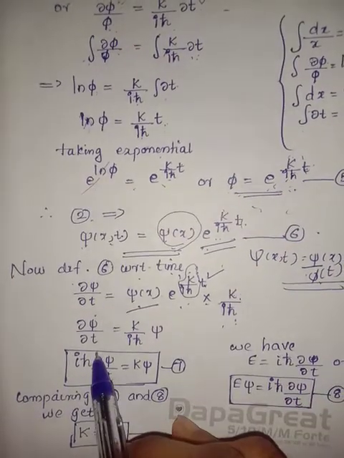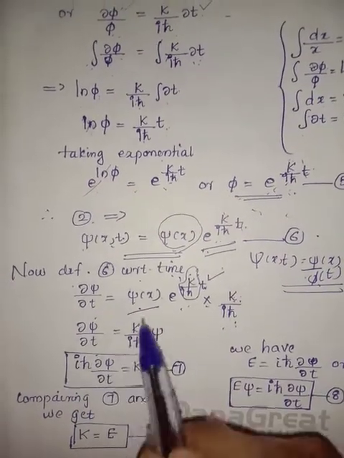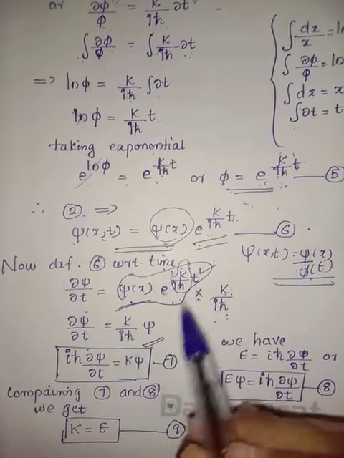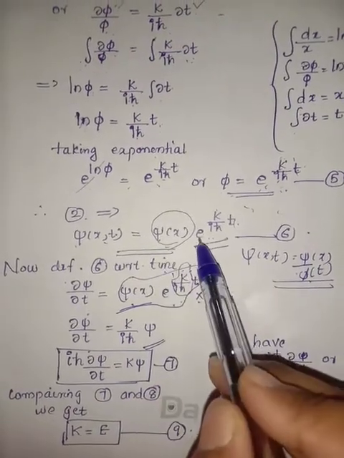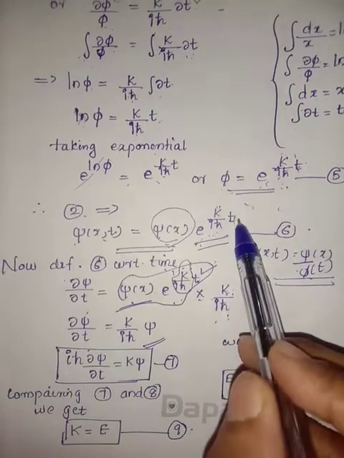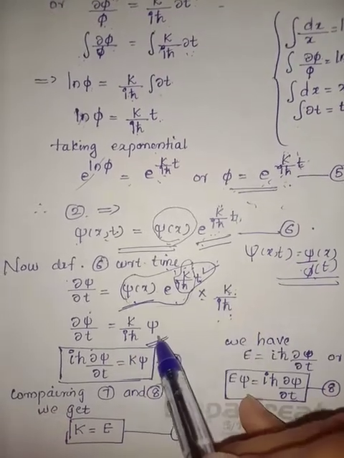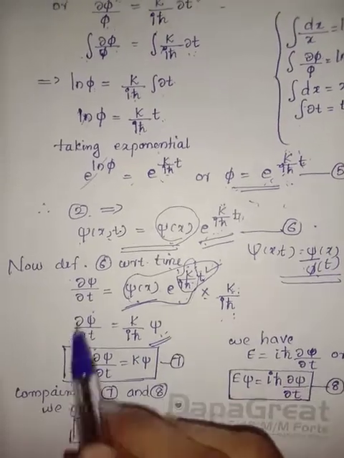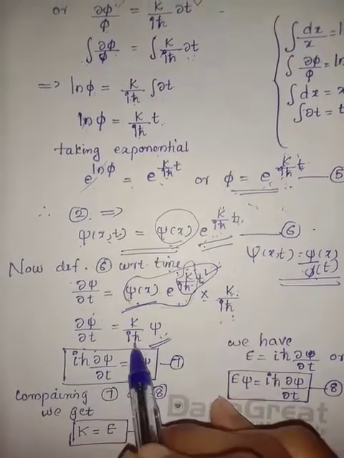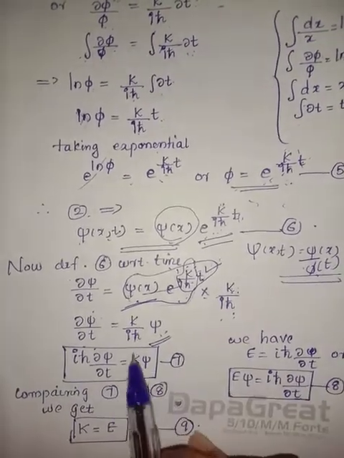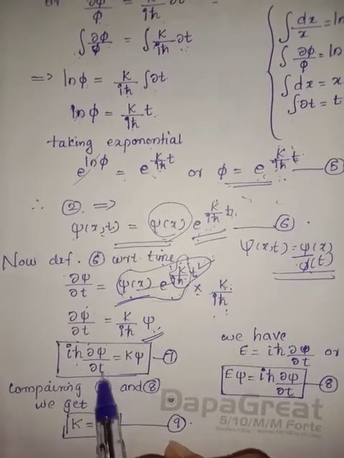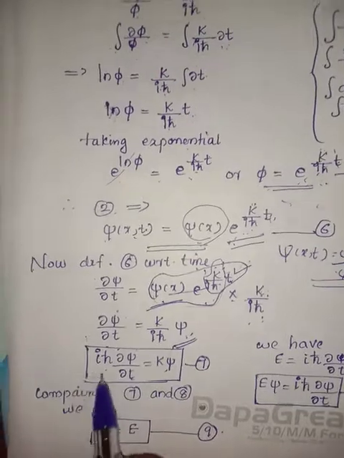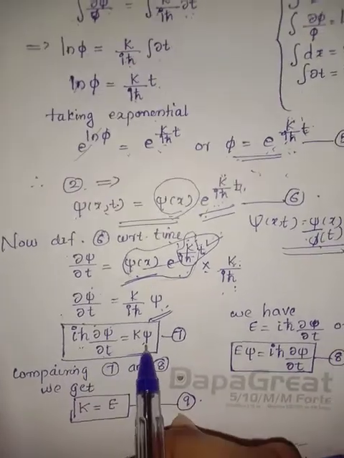So ∂ψ/∂t is equal to k/iħ, a constant, times ψ(x) into φ(t). This is our wave function. ψ(x) into e raised to k/iħ into t, this term is our wave function. So instead of this term we can substitute ψ itself. So ∂ψ/∂t is equal to k/iħ into ψ, or iħ ∂ψ/∂t is equal to kψ. iħ can be taken to the LHS, so iħ ∂ψ/∂t is equal to kψ.